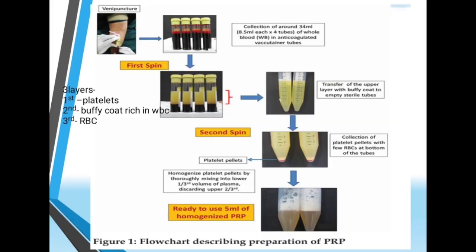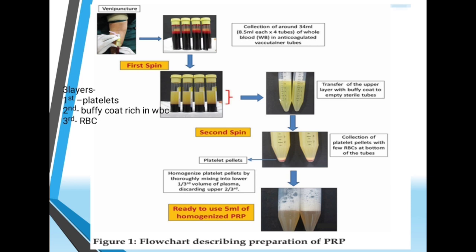So the procedure is we will draw the blood sample from a bigger vein like the cubital vein with a greater than 20 gauge needle. We usually collect 40 to 60 ml of blood, with 8.5 ml being the blood and 1.5 ml being anticoagulant. After the first spin, which is 1300 for 15 minutes, we get 3 layers. The topmost layer is plasma and the bottommost layer is RBCs.